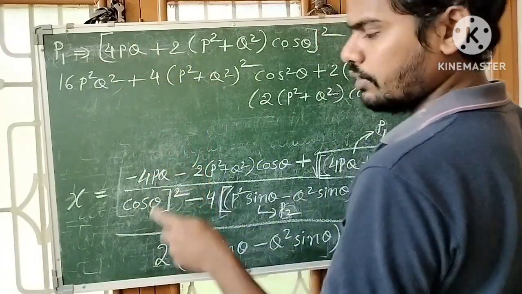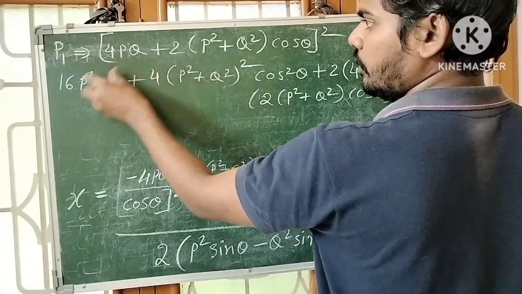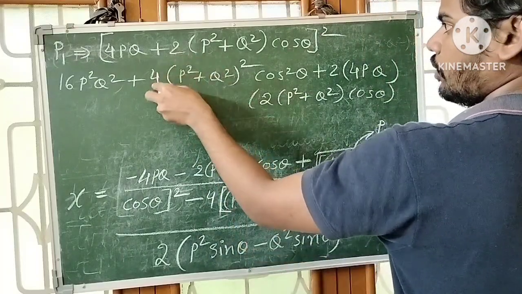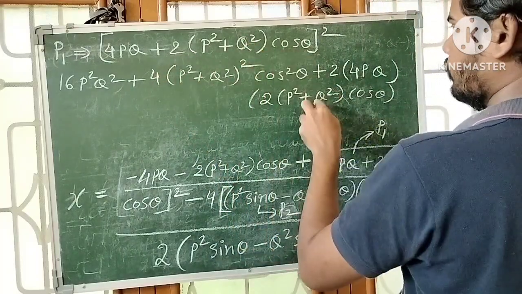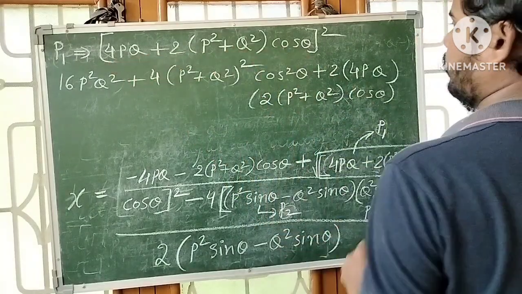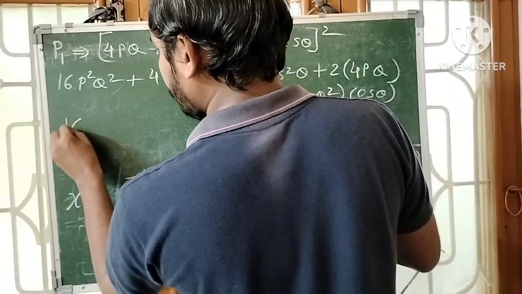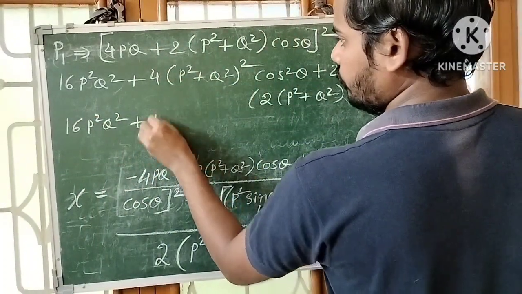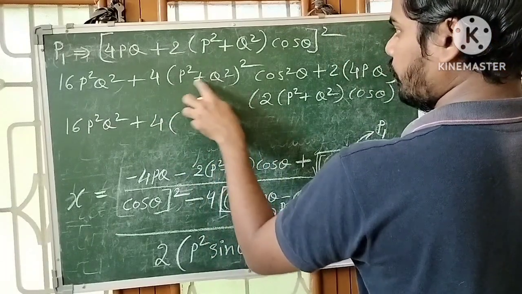Using (a plus b) whole square, expand this expression. So a square is 16 p square q square, and b square is 2 square 4 p square plus q square whole square cos square theta, plus 2ab, 2 into a value 4pq, b value this expression. Just simplify further: 16 p square q square plus 4 into, again, a plus b whole square.